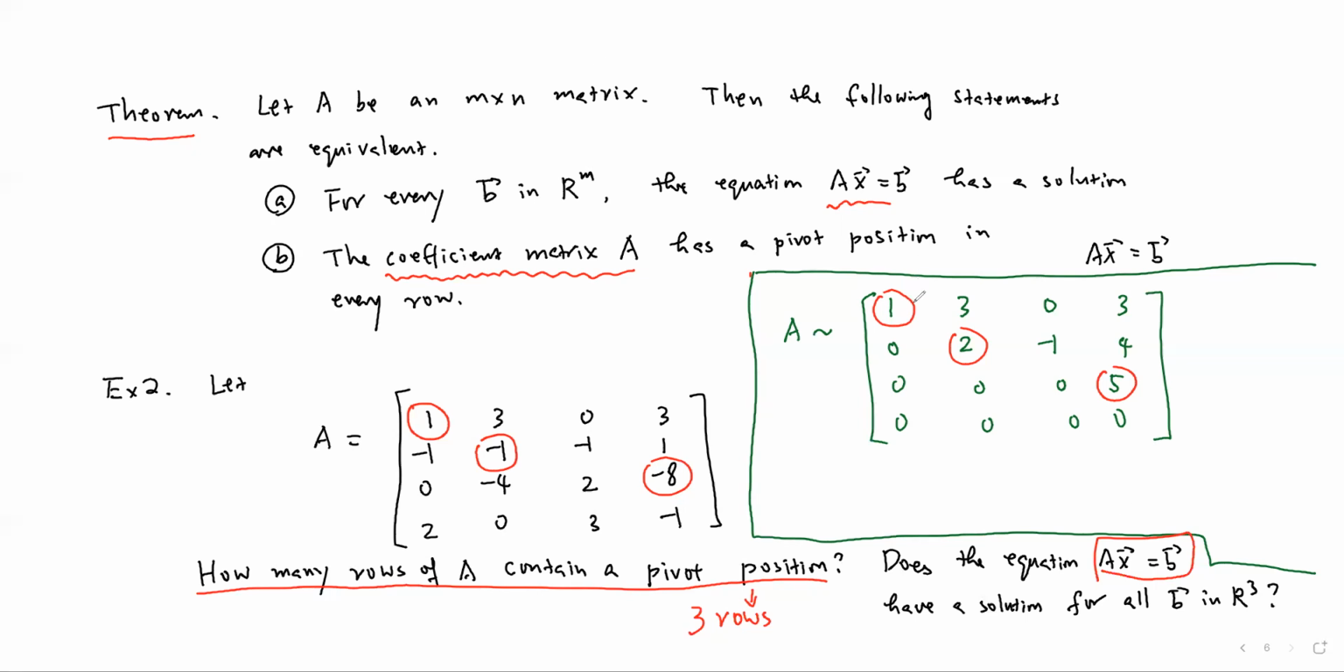I have a question real quick. Okay, what is your question? Is it supposed to be R4 instead of R3 because we have 4 rows? Correct. Sorry, it should be R4, not R3. Good question. Thank you.